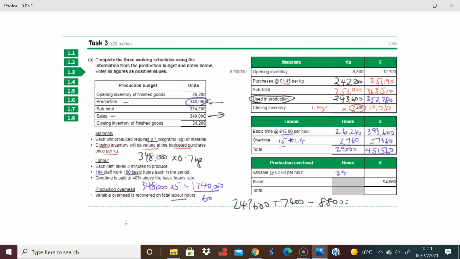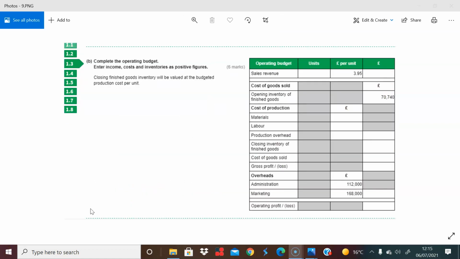Right. So we're told here nicely that variable overheads are recovered on total labor hours. We know that's 29,000, and you are paying £2.60 per hour. And so you have a total here of 75,400. The fixed overheads are given to us, and so we just have to add everything together, adding all these costs. Add these together, and by adding these two together, you have a total of 170 and 60. Yes, because that's adding those two together, and that's us for this section. Let's carry on. Okay, so the second part here is filling this out.